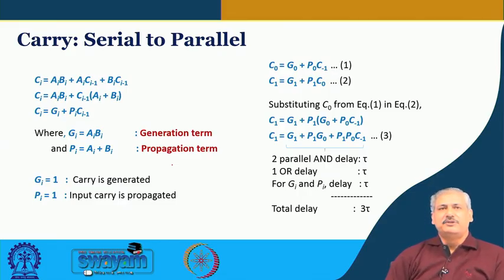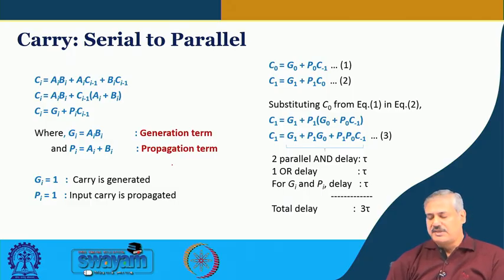Now, we said that we would look at some mechanism by which this addition time can be reduced, because we have seen that if the number of bits is more, then the delay gets accumulated. If it is n bits, it is 2 n tau, that kind of thing.